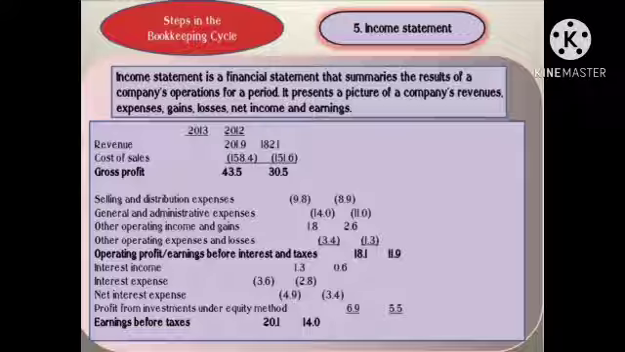The result is gross profit, and then selling and distribution expense, general and administrative expense, other operating income and gains, other operating expense and loss. The result is operating profit, or earnings before interest and taxes. And then the transactions are interest income, interest expense, net interest expense, and the result is profit from investment under the equity method.